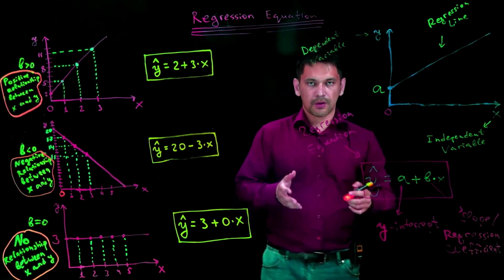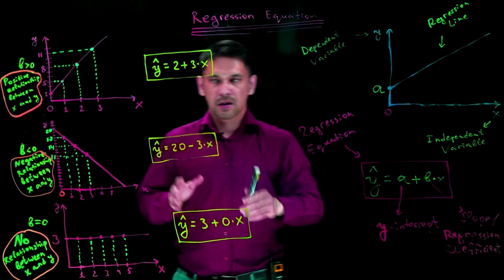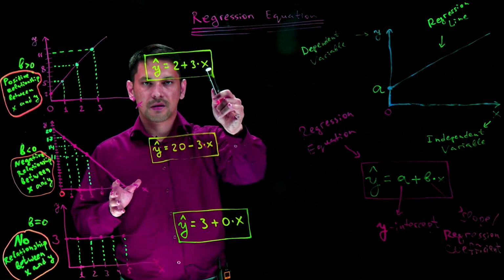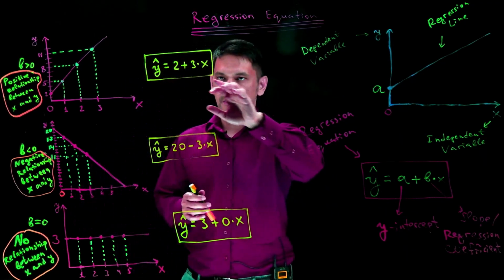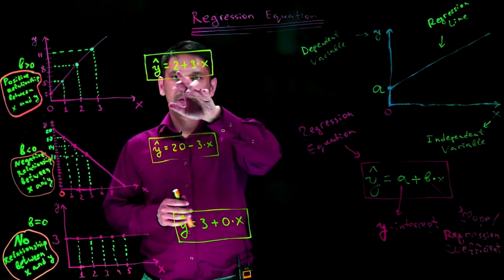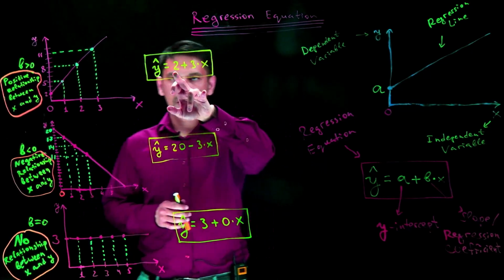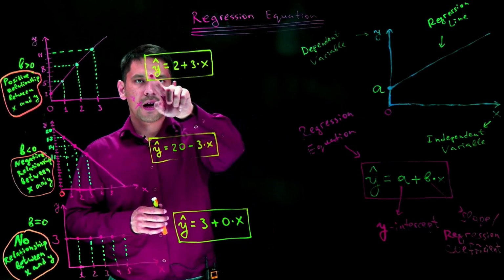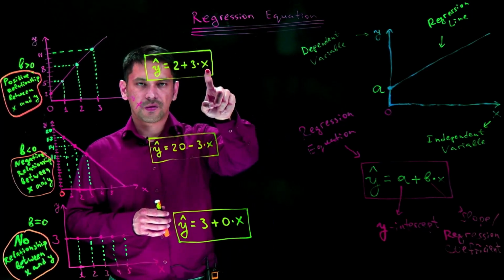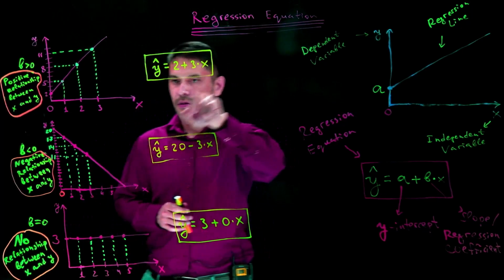I'll give you an example just to make it clear. Let's say my equation is 2 plus 3 times x. Here in this equation, the slope is equal to 3, whereas the y-intercept is equal to 2. Now, if the y-intercept is equal to 2, that means the variable y is equal to 2 when x is equal to 0. You can confirm it here in the graph.